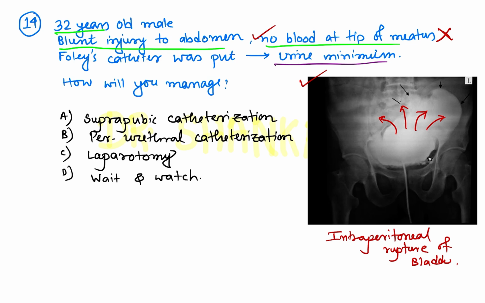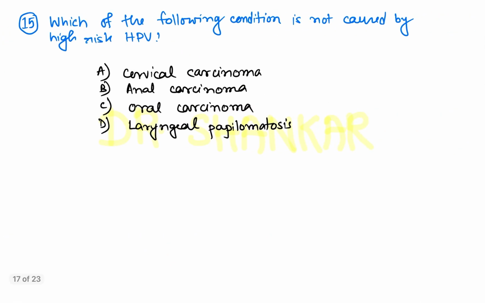The first thing that you will do is emergency laparotomy to repair the bladder wall in 2 layers. So this was about intraperitoneal rupture of bladder. Next, coming to question number 15, which of the following conditions is not caused by high risk human papilloma virus? So HPV. Cervical carcinoma is caused by high risk virus, also anal carcinoma, also oral carcinoma.